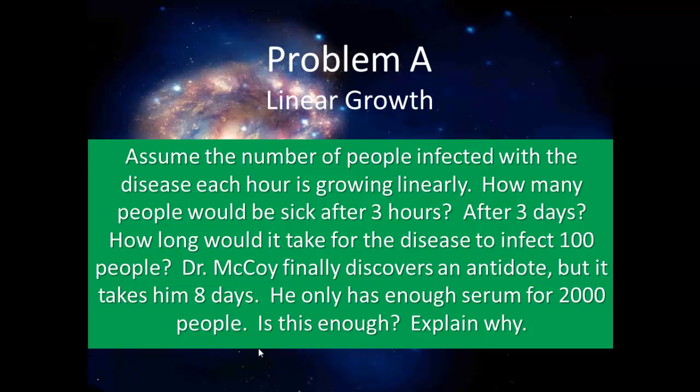So, problem A states, assume the number of people infected with the disease each hour is growing linearly. How many people would be sick after 3 hours, after 3 days? How long would it take for the disease to infect 100 people? Dr. McCoy finally discovers an antidote, but it takes him 8 days. He only has enough serum for 2,000 people. Is it enough? Explain why.